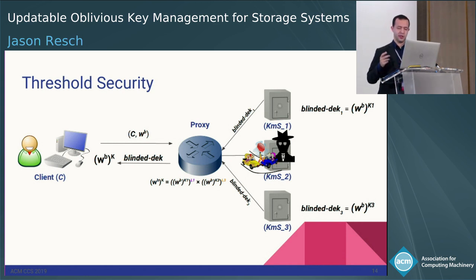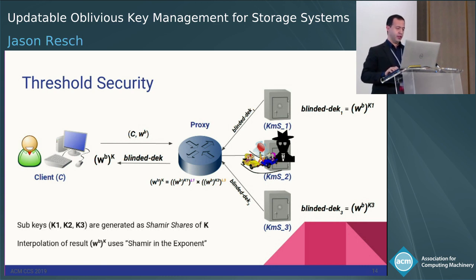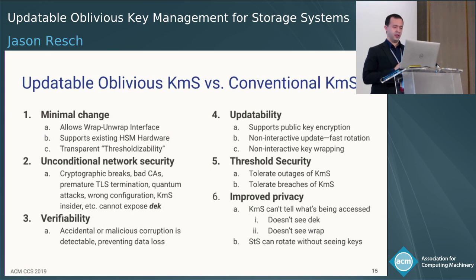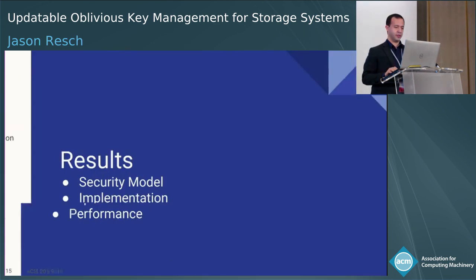So what's nice about this is you could start on day 1 with a single server deployment, and then transparently to clients upgrade it to a threshold deployment in the back end. So this is all based on just generic secret sharing, and it uses interpolation in the exponent. So as this slide shows, we've uncovered about a dozen benefits of the updatable Oblivious KMS.